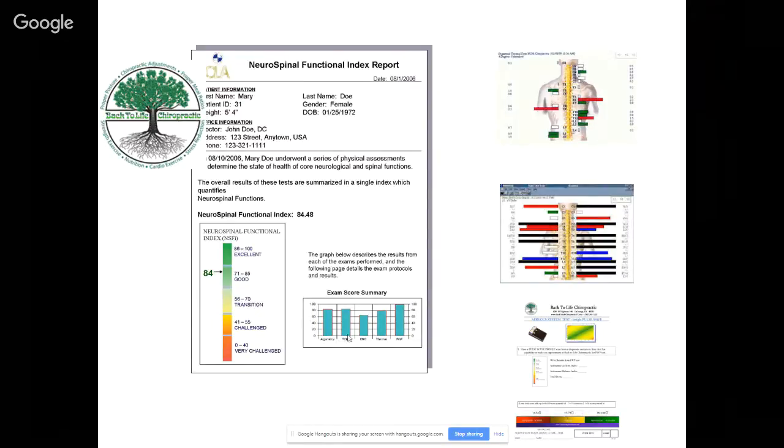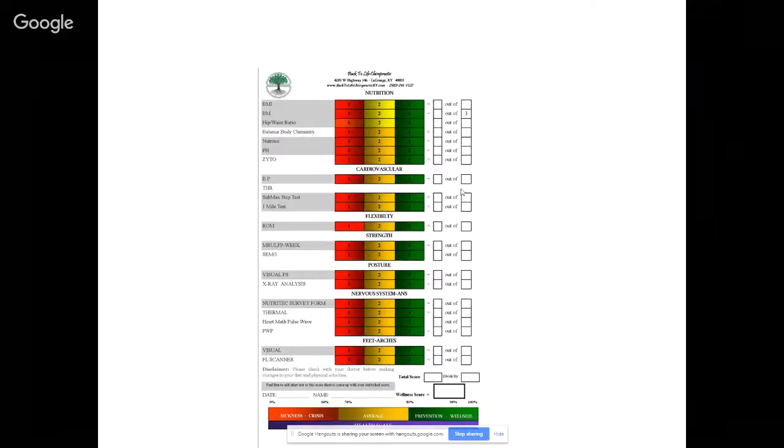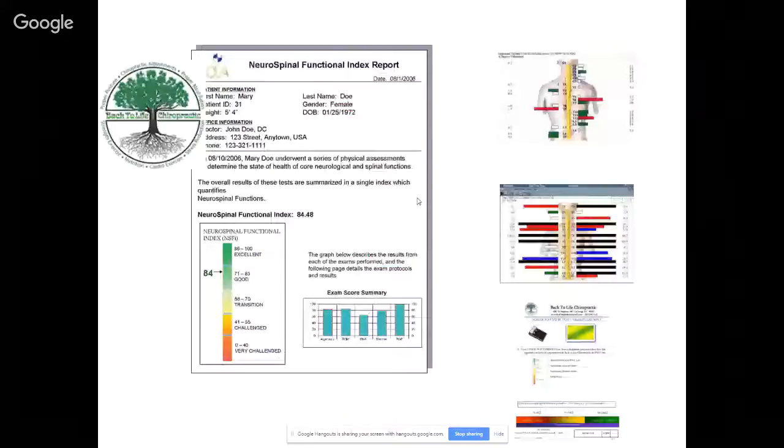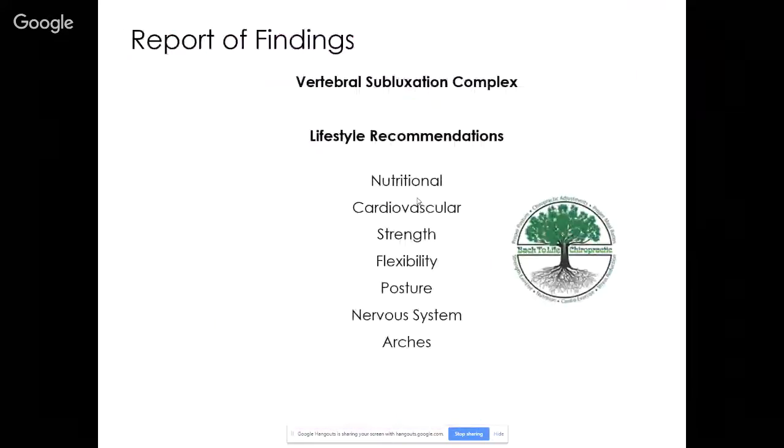The tests show range of motion, EMG, thermal, and pulse wave profiling, and give you a health score. It's a nice, simple way to see where you are, and you can start working on that. We'll talk about that next time. We'll talk about the lifestyle changes, not just the subluxations, and we'll go over that next time.